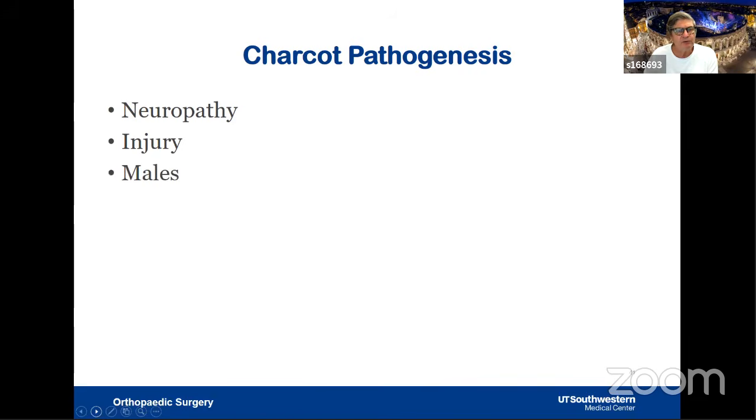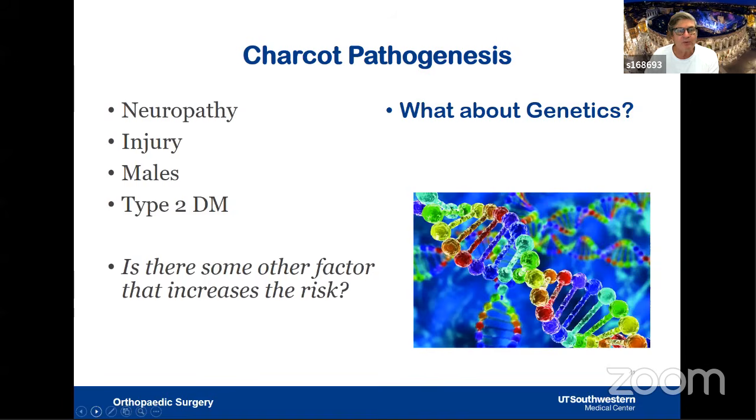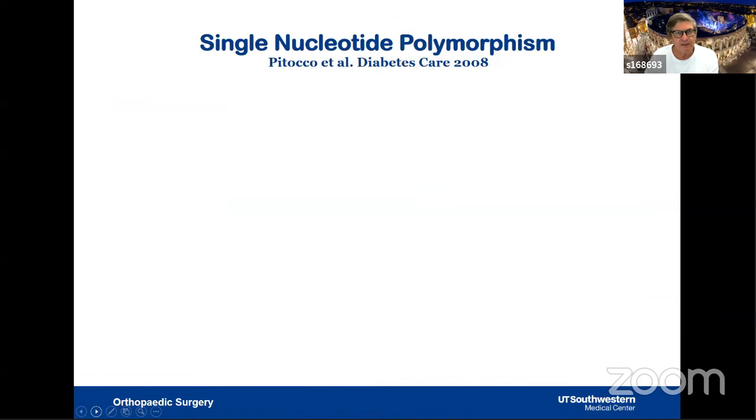It most commonly will occur in males, most commonly in patients with type 2 diabetes. And the question is, is there some other factor that makes these particular patients more vulnerable than the others? I think this is where we're going in the future. What about genetics and DNA and what we call polymorphism? If you look at this study by Patoko, they looked at polymorphism of the osteoprotegerin gene.